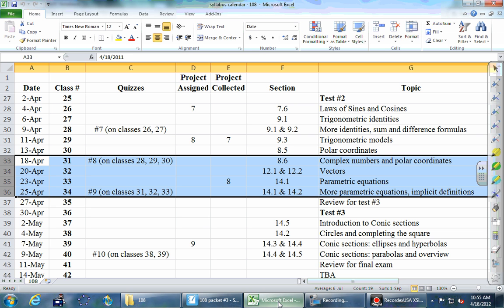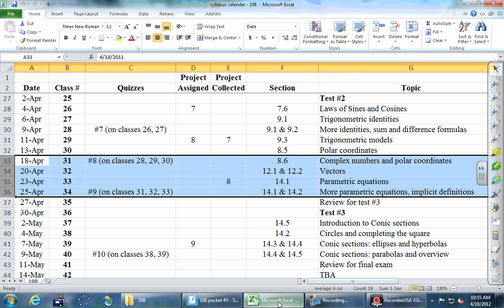Next class we talk about vectors, and then we spend 2 classes on something called parametric equations. And then we have our review day, and then finally test number 3 is on April 30th, okay? So we're getting there. And one other thing, the project is due Monday. It's the project about music.